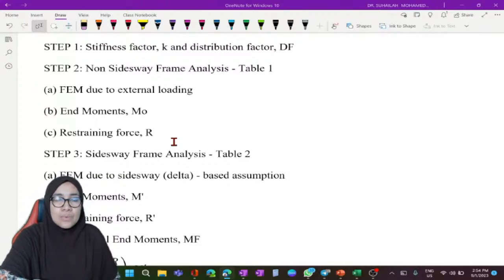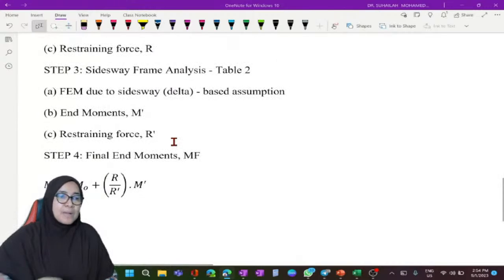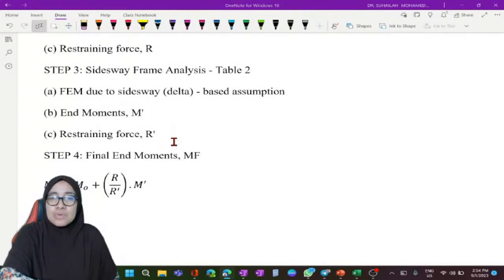Then we move to step number 3. In step number 3, it is the sidesway frame. In the sidesway frame, we assume FEM due to delta, and then we will calculate FEM for another member, and we basically use trigonometry and interpolation in order to do that. Then we calculate the end moment in table number 2, and we label it as M prime. Okay, and after that we have to calculate the restraining force R prime.